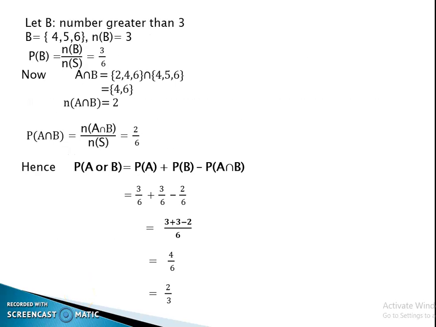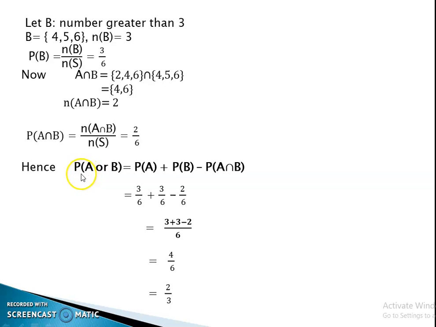Let B denote the number greater than 3. B equals 4, 5 and 6, and number of sampling points in B are 3. Probability of B is 3 by 6. A intersection B is A set intersection B set, which is 4 and 6. Number of sampling points in A intersection B is equal to 2. So number of favorable outcomes in the set A intersection B divided by total possible outcomes is 2 by 6.